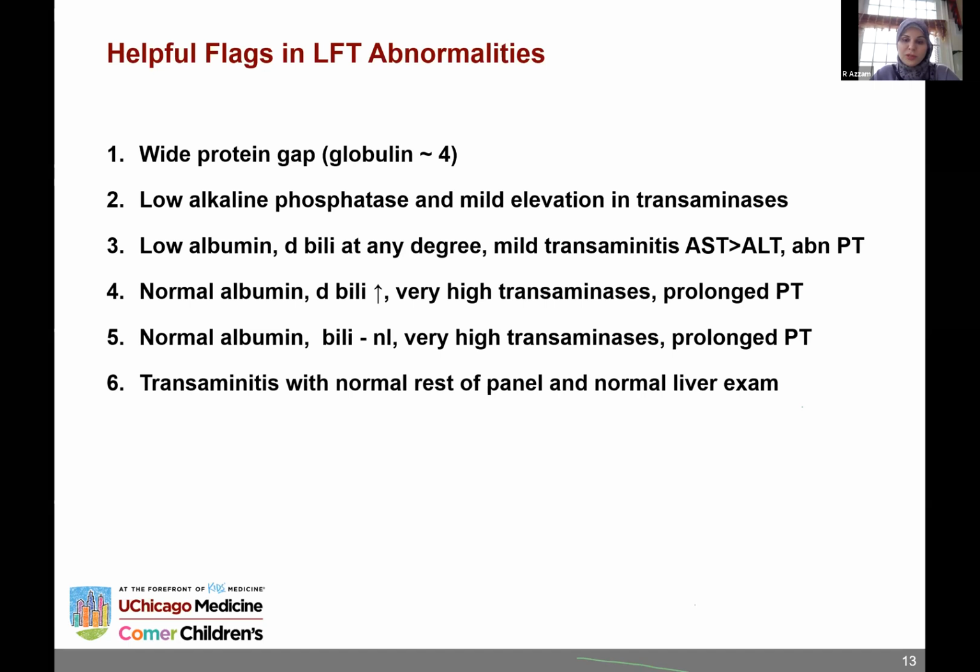Transaminitis with normal rest of the panel and normal liver exam, then think that this is possibly muscle rather than liver, and check CPK or aldolase.